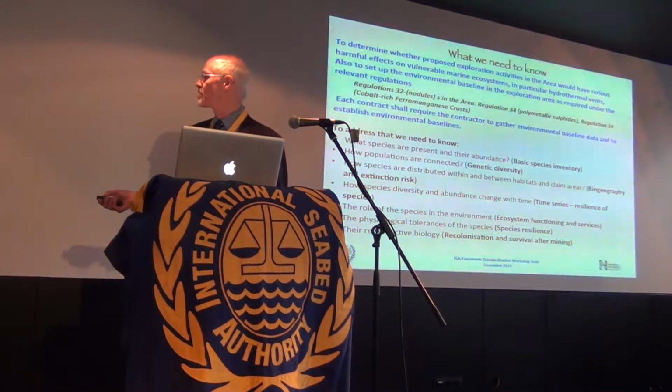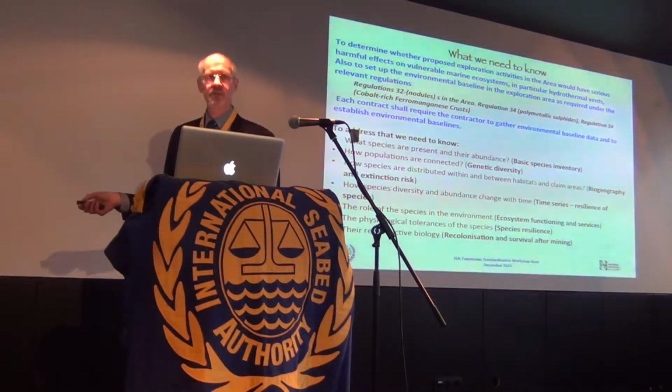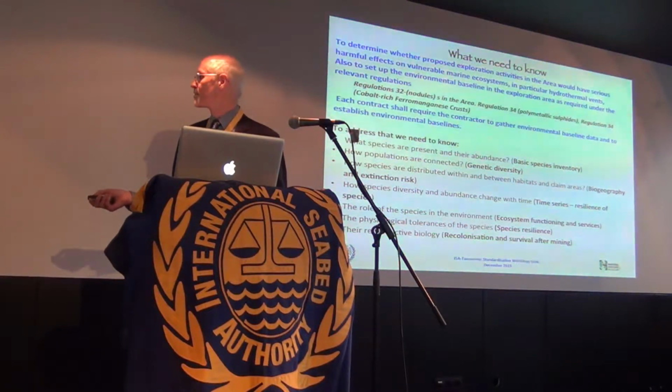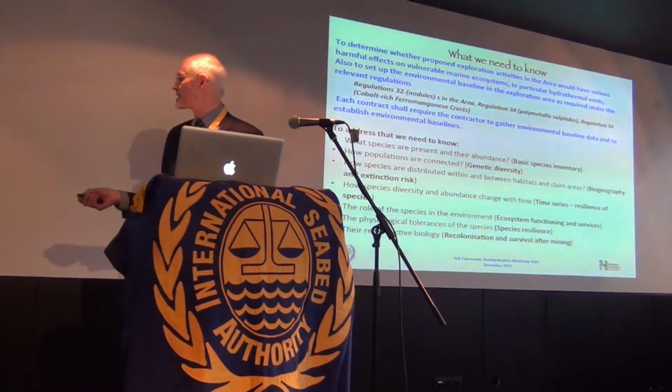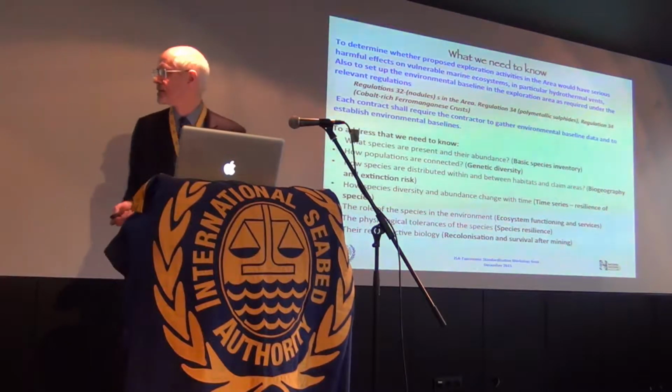How species are distributed between and within habitats, by geography. This leads to assessment of extinction risks. How species diversity and abundance change with time. This is time series, because this gives us the resilience of the ecosystem and the species.